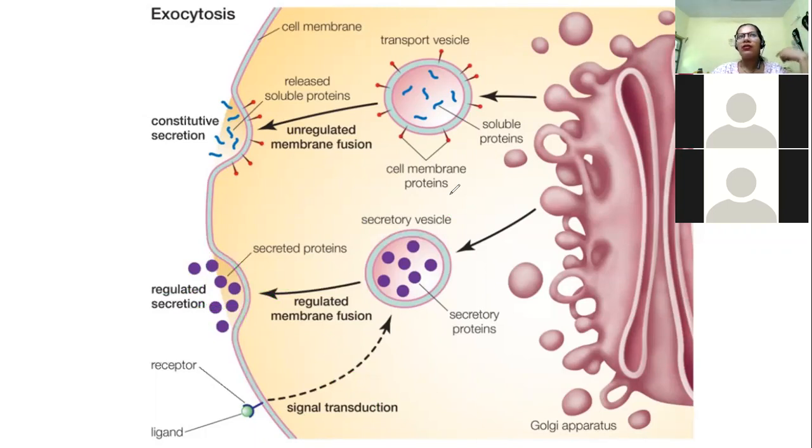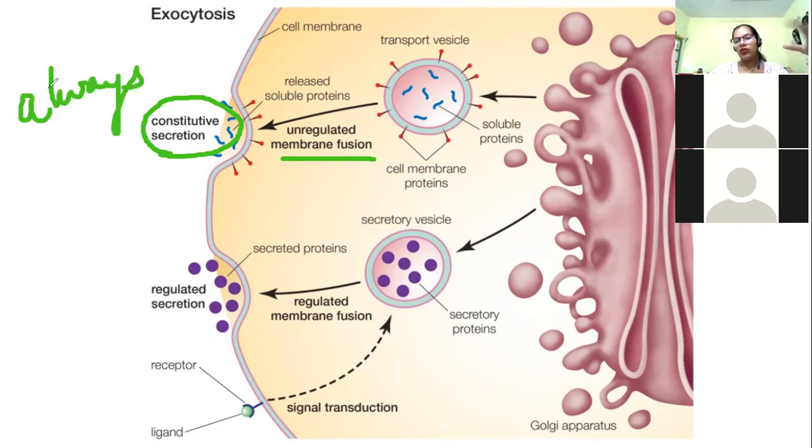What you have to remember is that there are two types of regulation in the case of exocytosis. One is the unregulated membrane fusion, called constitutive secretion. What do we mean by constitutive secretion? It is always needed to be produced. There is no further signal, but every time it just has to keep on producing. Then you have the regulated secretion.